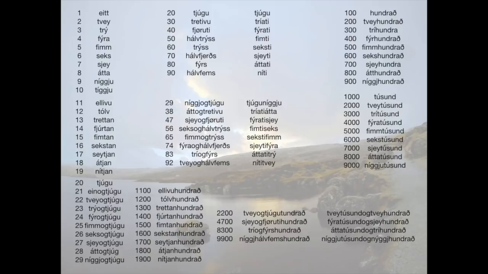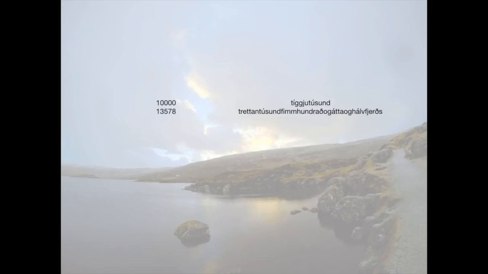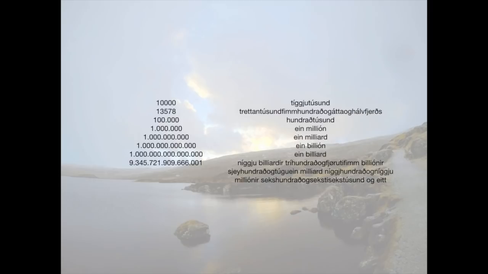Some random higher numbers: 2000, 13,500, 100,000, 1 million, 1 milliard, 900 billion, 345 billion, 621 milliard, is feminine, 900 million, 666,008. That's the Faroese number system. I've not covered ordinals or distributive numbers, hopefully in a soon-to-come video.